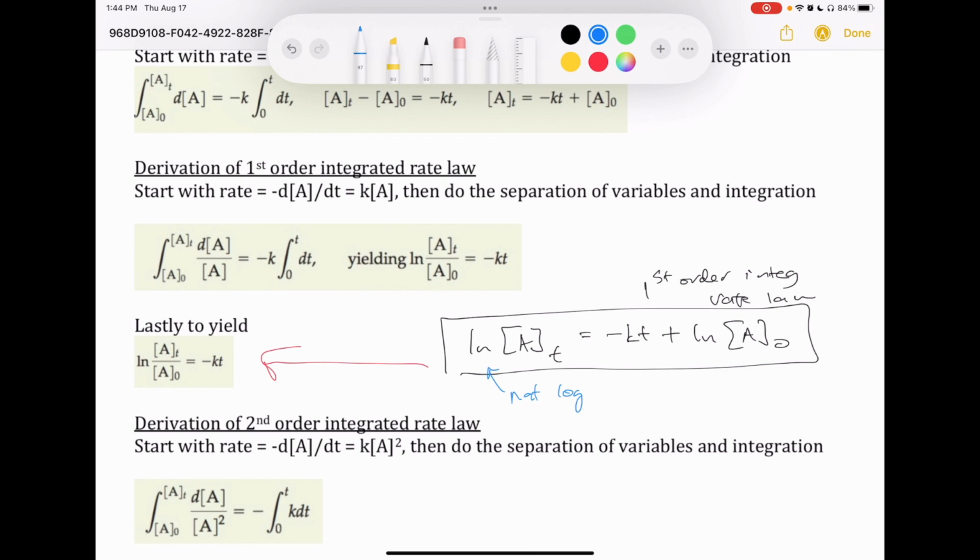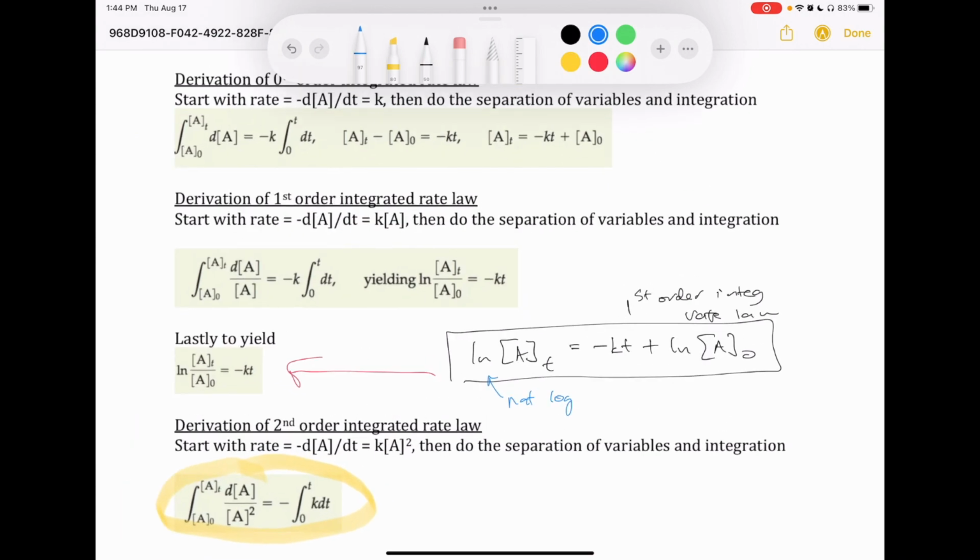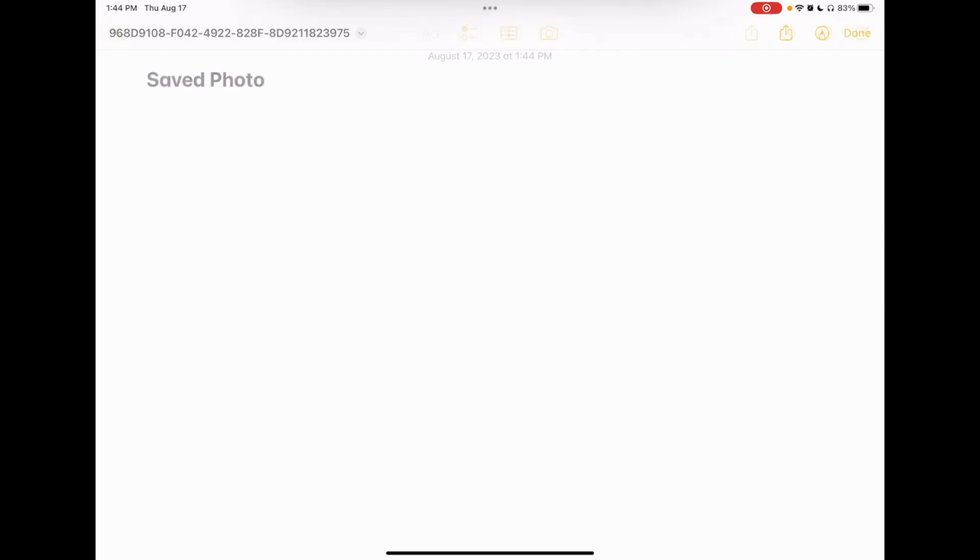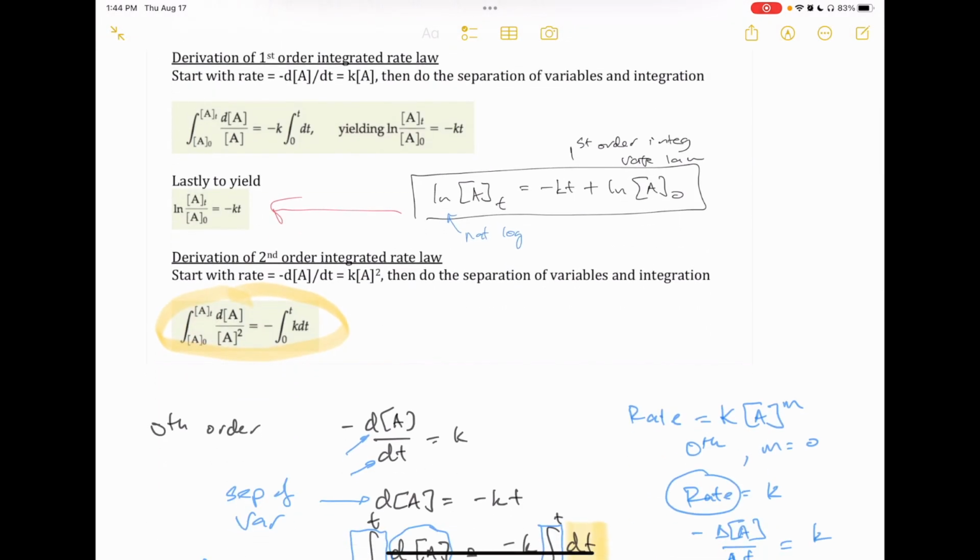The other equation you need to remember is the second order equation, which is shown here. For that one, after all the separation of variables, what you're going to get in the end is this equation right here.